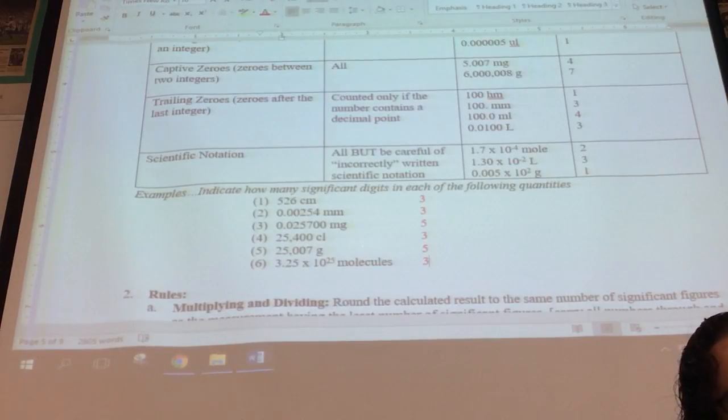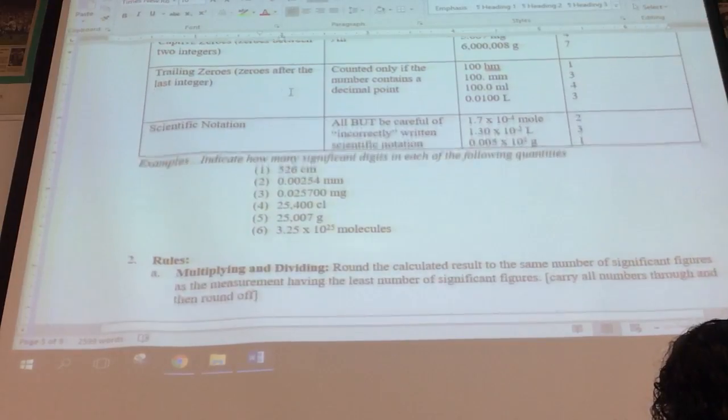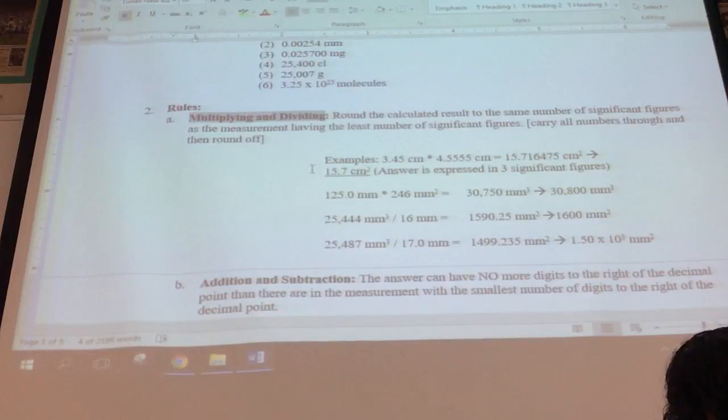Now we want to learn how to express our answer in the correct number of significant digits when we've multiplied, divided, added, and or subtracted, and we also want to know how to round. So this will be the second part. We're first going to go over multiplying and dividing. It says round the calculated result to the same number of sig figs as the measurement having the least number of significant figures. Carry all numbers through and then round off.